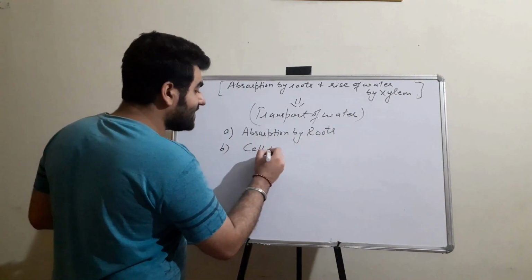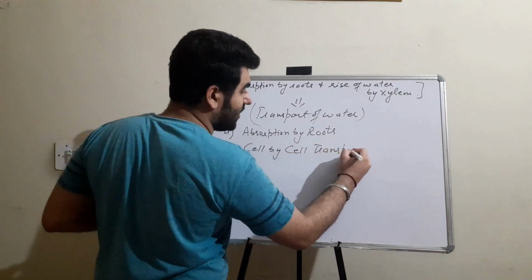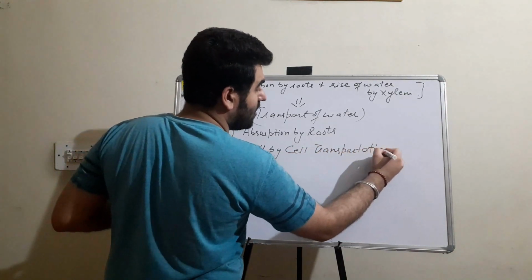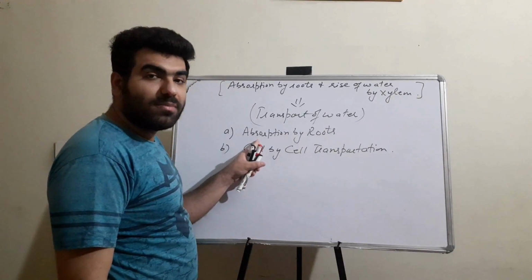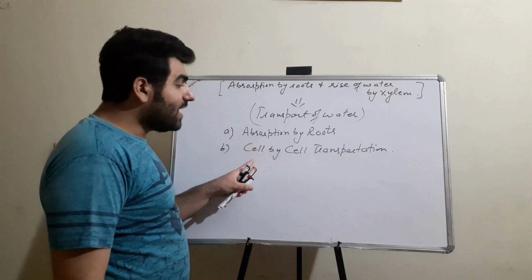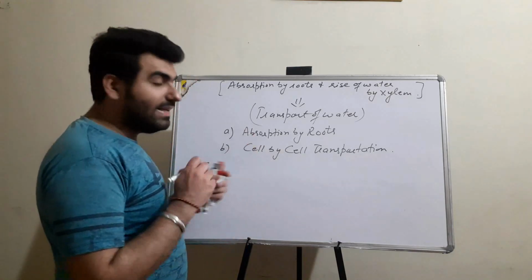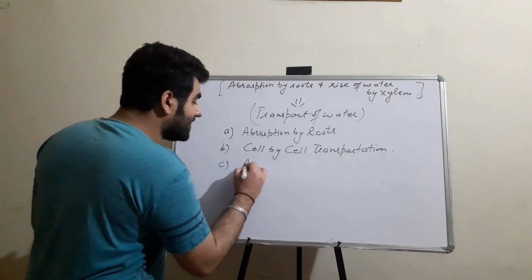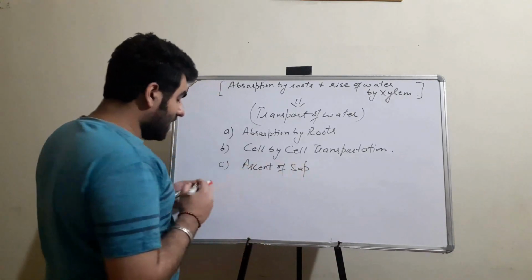Next is the cell by cell transportation. This is the second process. First the water will be absorbed by roots, then the cell by cell transportation of water. This we'll see in detail. And next is the ascent of sap.